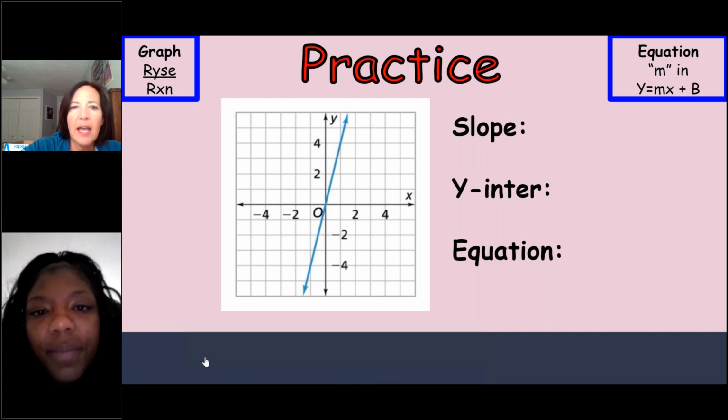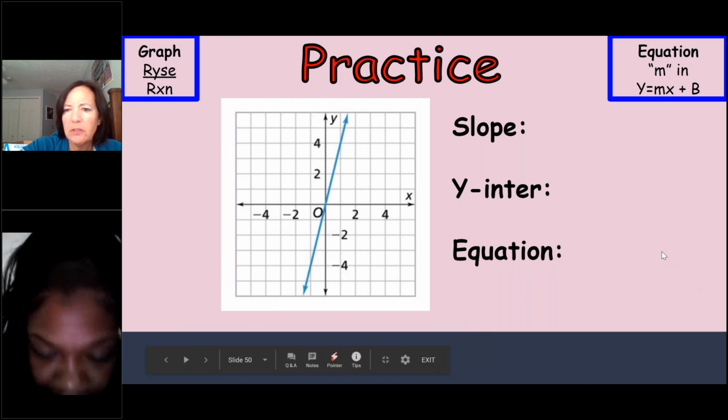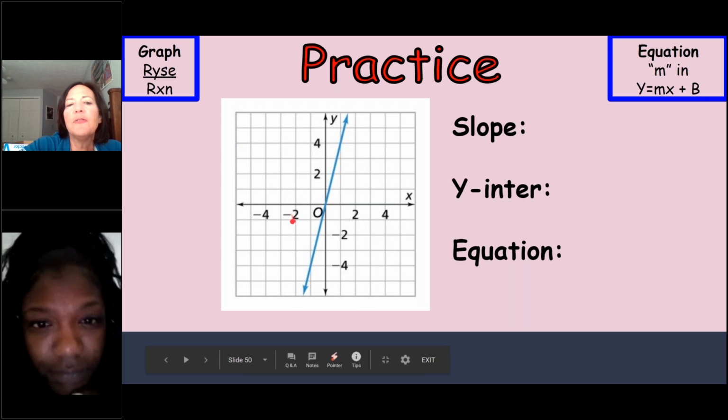Okay, our time is pretty much up. But I just want to see if you could calculate the slope on this graph.